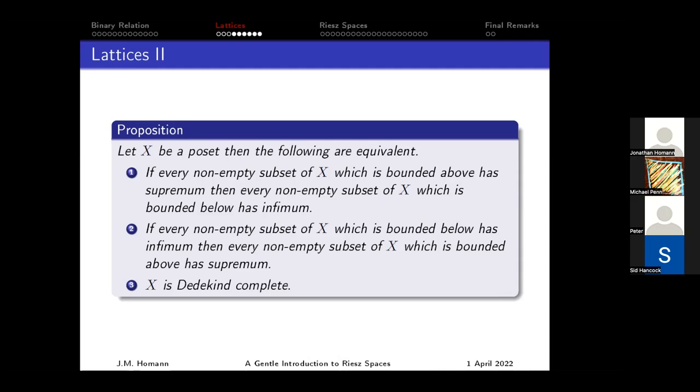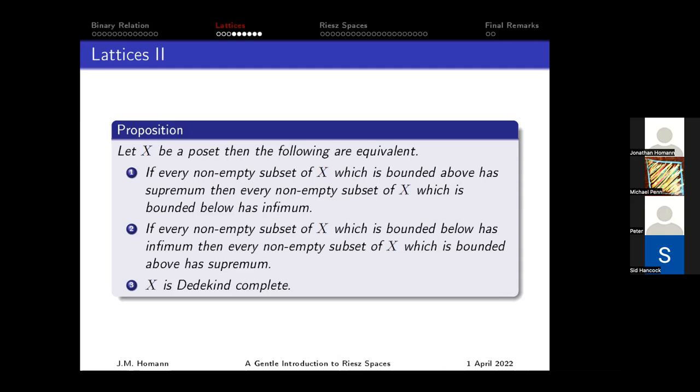For point number two, if we have that every non-empty subset of X, which is bounded below, has infimum, then every non-empty subset of X, which is bounded above, has supremum. So the proof is similar to part one. If we assume the hypothesis and we let A be a non-empty subset of X, which is bounded above, then the set of upper bounds of A is non-empty. And the set of upper bounds of A is bounded below by A itself.